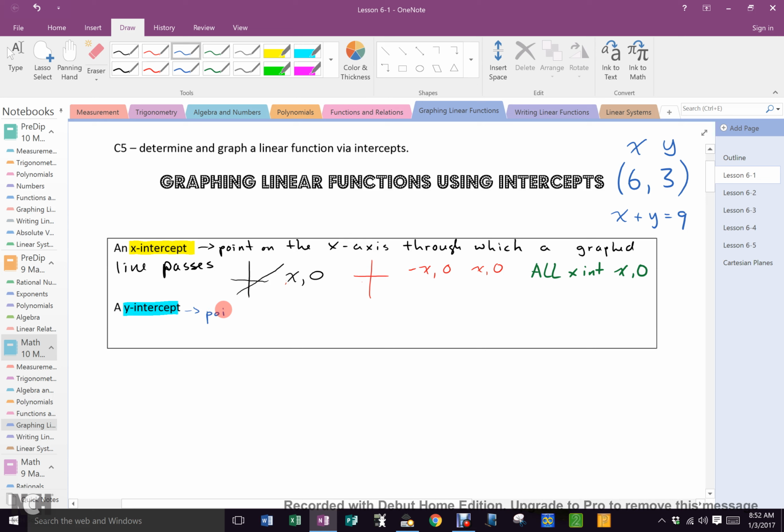It's the point on the y-axis through which a graphed line passes. Now you guys are smart kids. We'll do the first one the same way. Where's the y-intercept? Is it here or here? There. What are its coordinates?